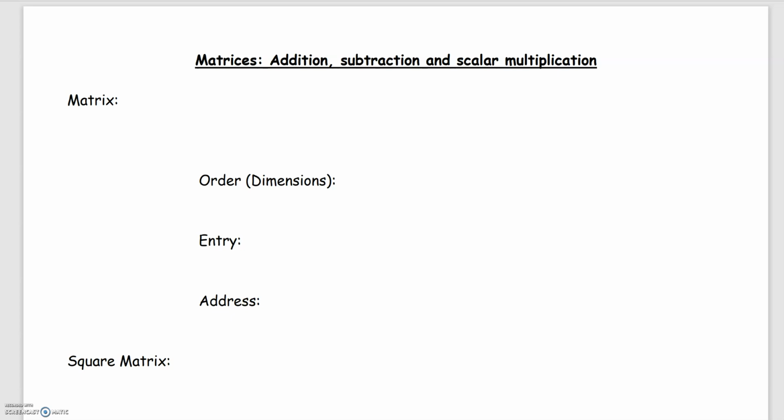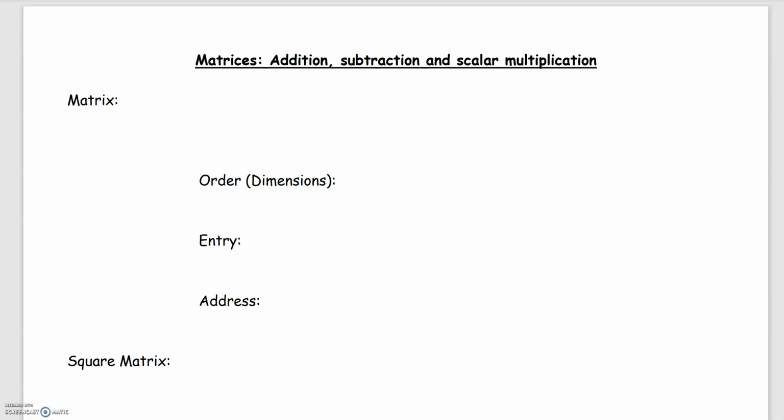So in this video, we're going to talk about matrices, which you've seen before, but we're going to do addition, subtraction, and then scalar multiplication. And we will take a look at both how to do that first longhand, and then we'll look at how to do that in Desmos, which you can also do on your graphing calculator.